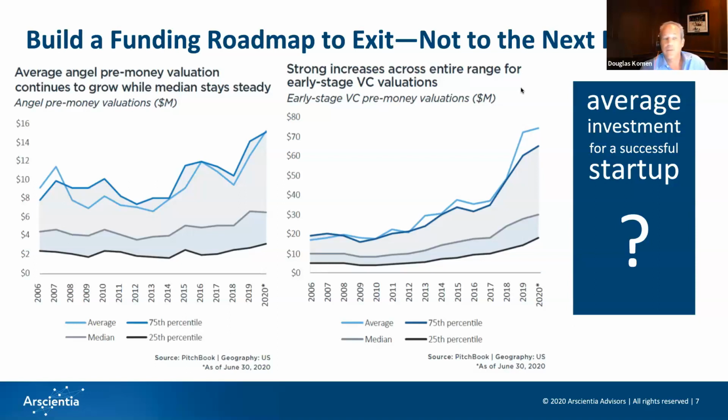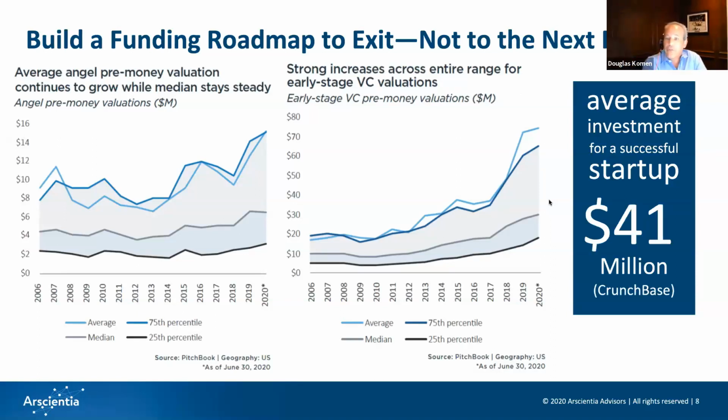So what's the average? We got $1.5 million to get to exit, $750K, 10 million, 1 million, 3 million, 200 million, 500K. The answer is $41 million.